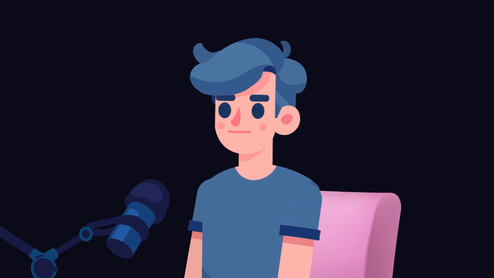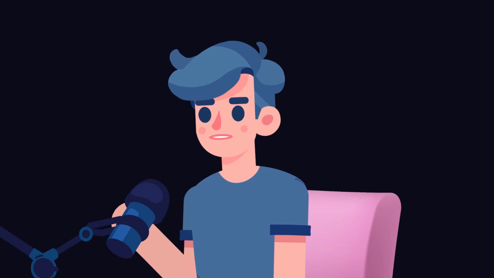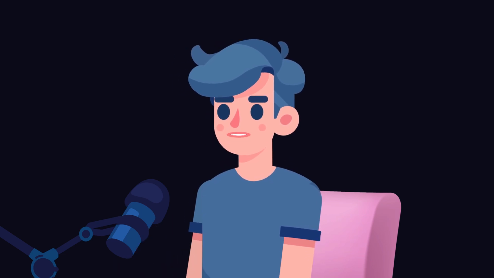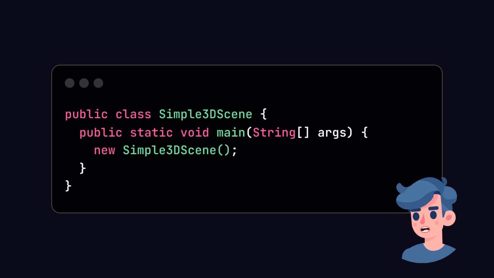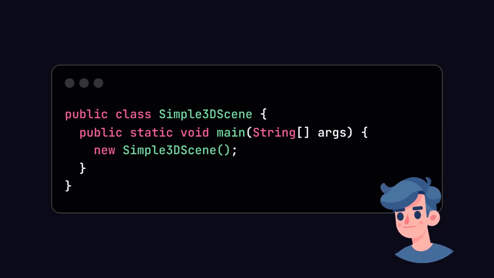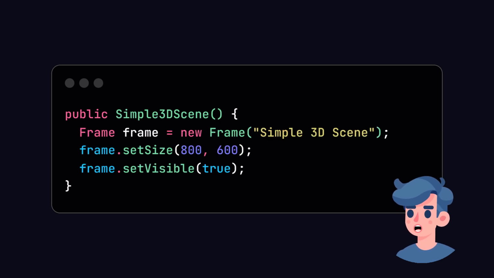Let's start coding. Open your favorite IDE, such as IntelliJ IDEA or Eclipse. Create a new Java project named Simple 3D Scene. Next, let's set up our main class. Within this class, we'll initialize everything we need for our 3D scene. Here, we have a simple class definition. In the main method, we instantiate our 3D scene.